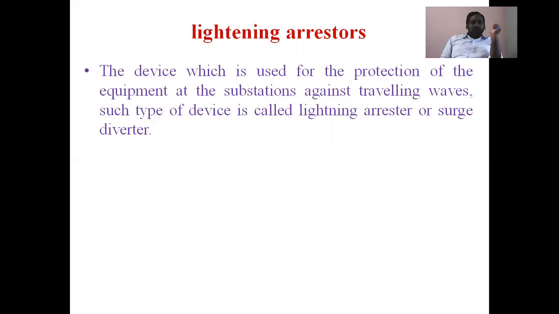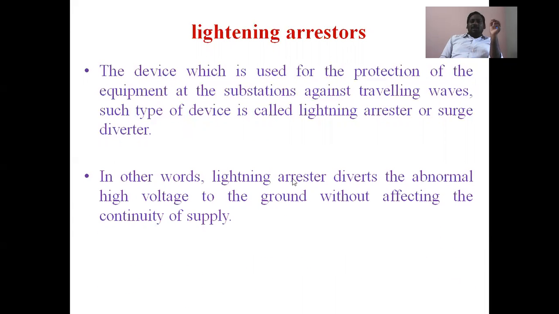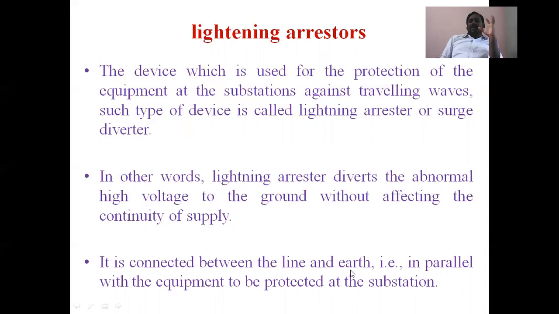In other words, lightning arrestor simply diverts the abnormal high voltage to the ground without affecting the continuity of supply. Lightning arrestor diverts the path of thunderstroke to the ground. That's why these lightning arresters protect the substation equipment against lightning. It is connected between line and earth, that is, in parallel with the equipment to be protected at the substation.